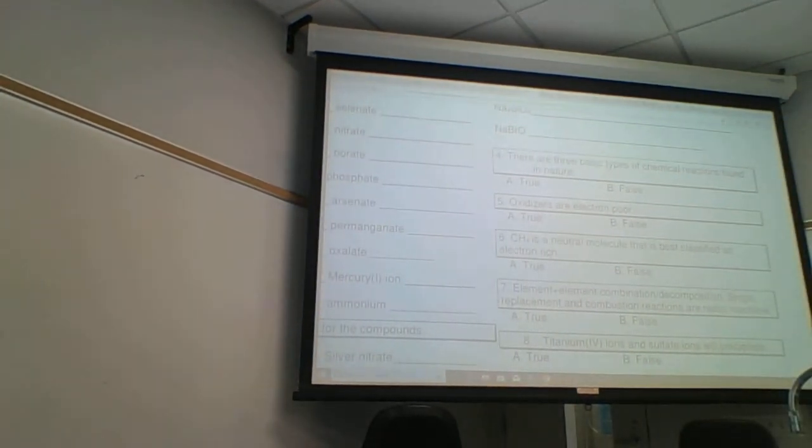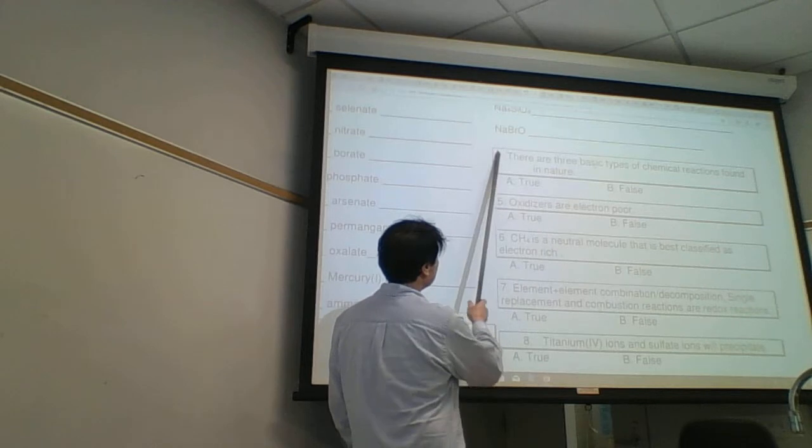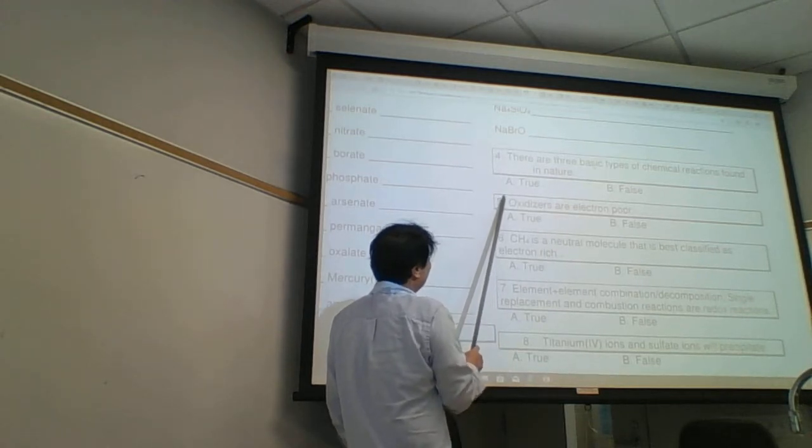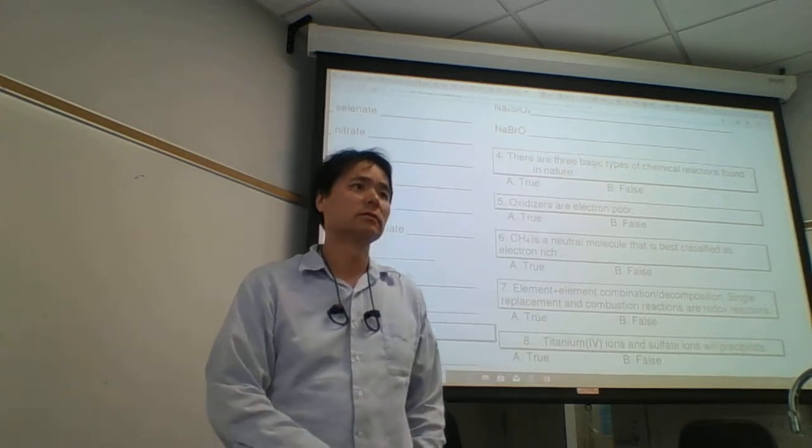So we're going to have to start with the old exam number 2. This exam, our test is going to begin at redox and stop with Lewis structures. There's some redox questions in exam 2. Like number 5, oxidizers are electron poor. Is that true or false?